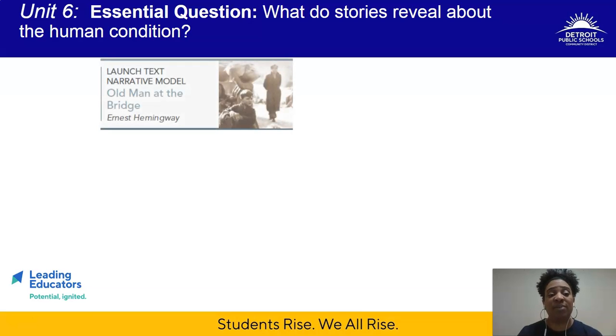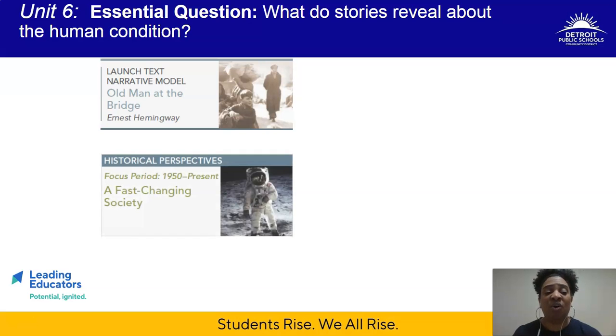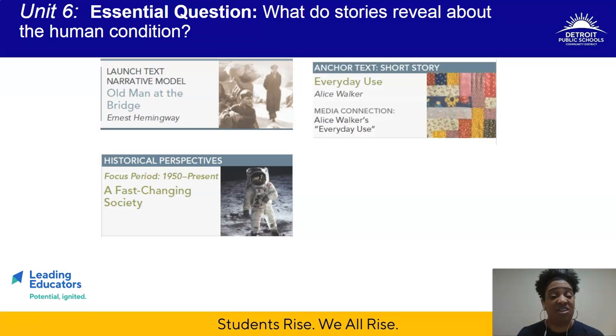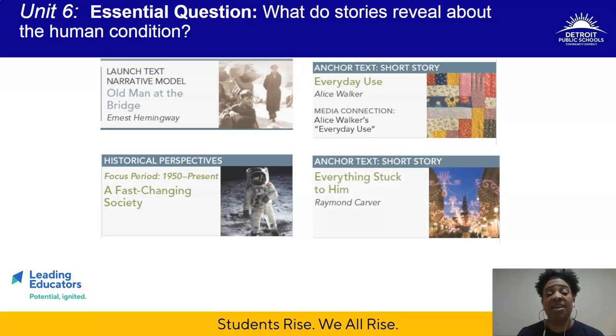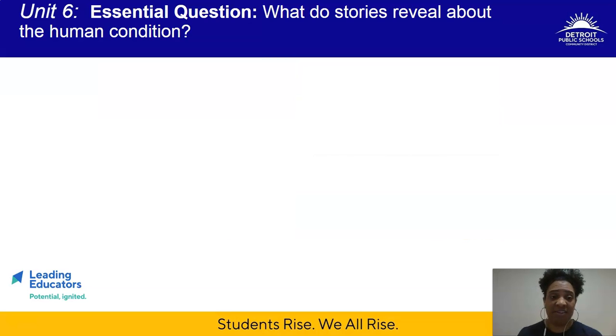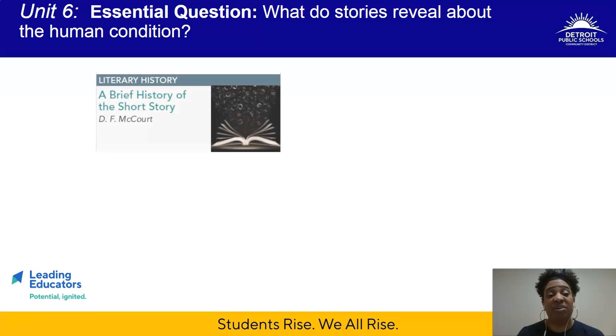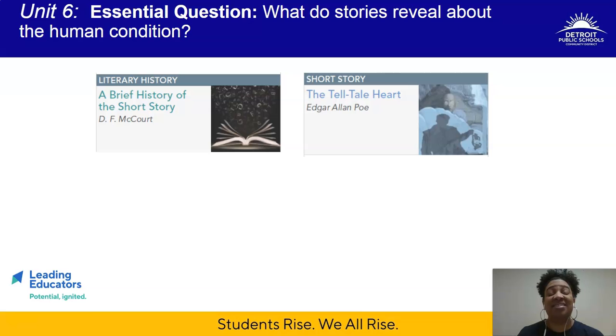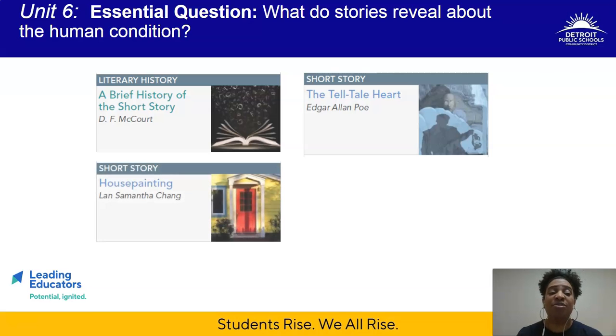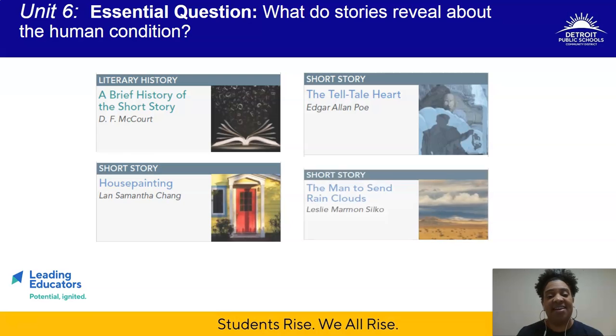We started with Old Man at the Bridge by Ernest Hemingway, moved on to A Fast-Changing Society that focused on historical perspectives from 1950 to the present. Moved on to Everyday Use by Alice Walker. Then Everything Stuck to Him by Raymond Carver. Beyond that, we moved on to A Brief History of the Short Story, The Telltale Heart by Edgar Allan Poe, House Painting by Lan Samantha Chang, and finally wrapped up with The Man to Send Rain Clouds, our most recent story. In each of these texts, we address the question, what do stories reveal about the human condition?